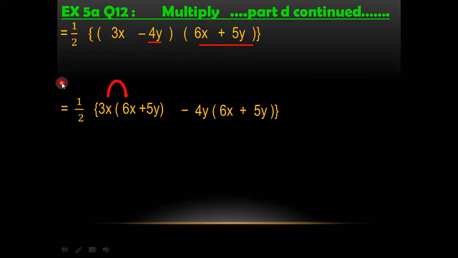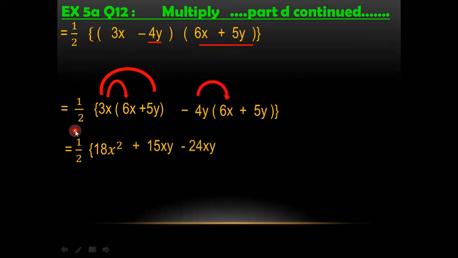Now they will be multiplied by using the distributive property. 3x multiplied by 6x will be 18x square. Then 3x times 5y will be 15xy. Then minus 4y into 6x is minus 24xy, and minus 4y into 5y is minus 20y square.